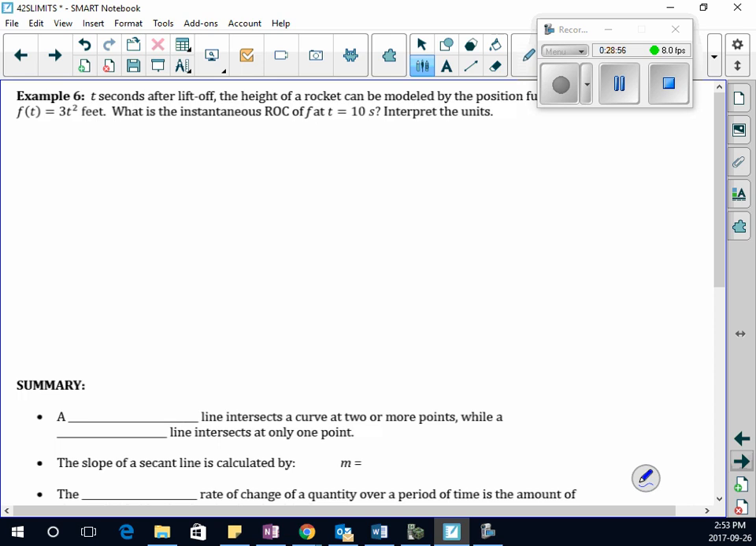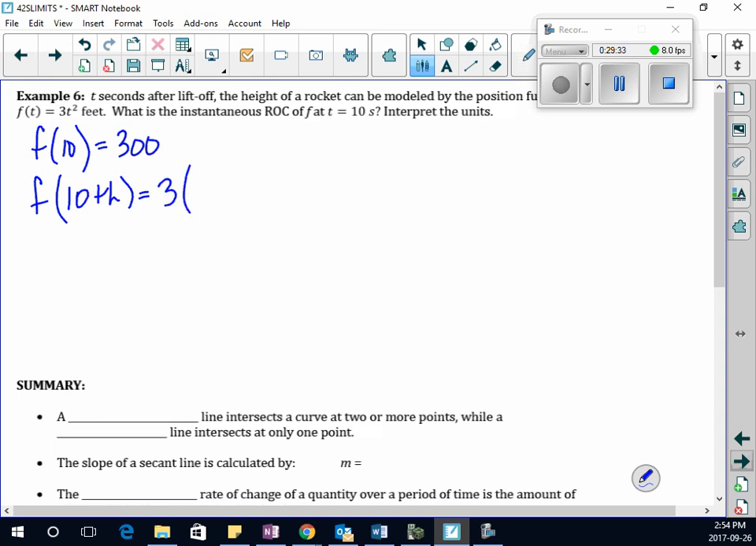So what do we have to do then? We need to find the limit as h goes to 0 at the value 10, right? So why don't you find f of 10 first? What's f of 10? 300. Okay. Let's find f of, do you want to use t plus h? So 10 plus h. So what would that be?